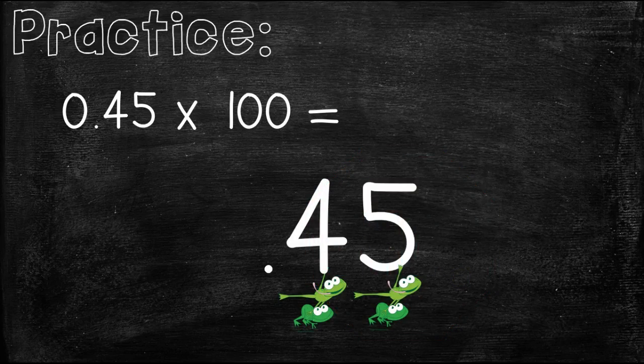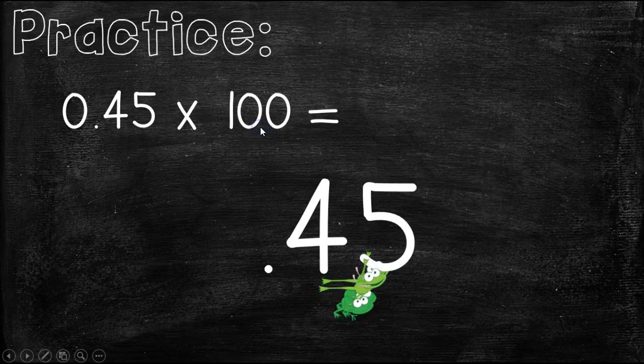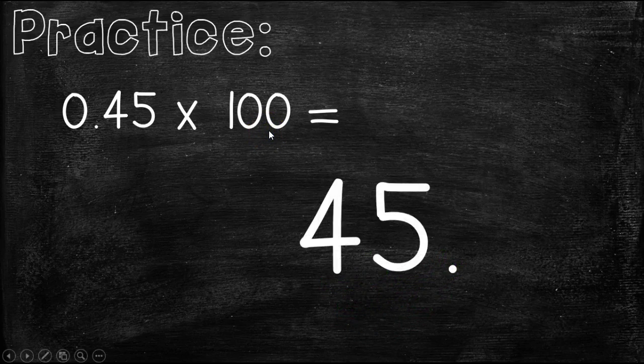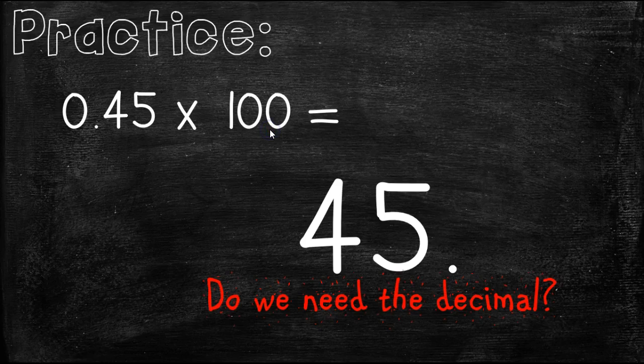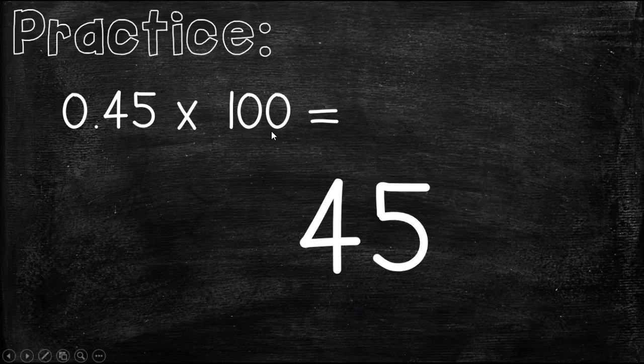Well, here we have 45 hundredths, and we know there are 2 zeros in 100, so we have to leapfrog twice. So our decimal point is going to go at the end. But we already know, since there are no digits after the 5, that we don't need that decimal point. So our answer is just 45.